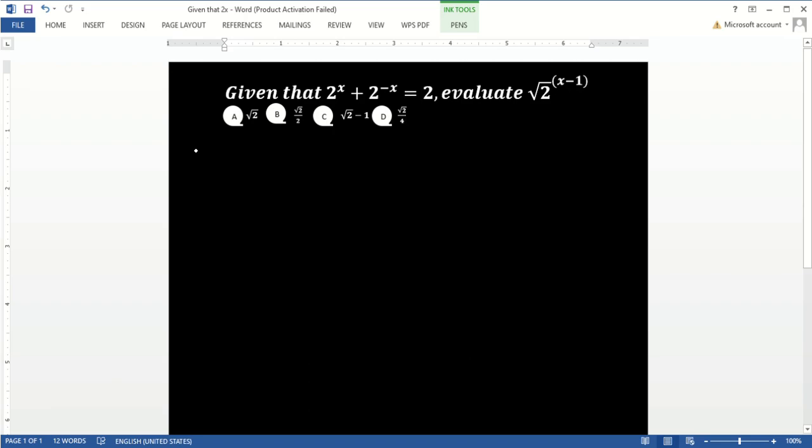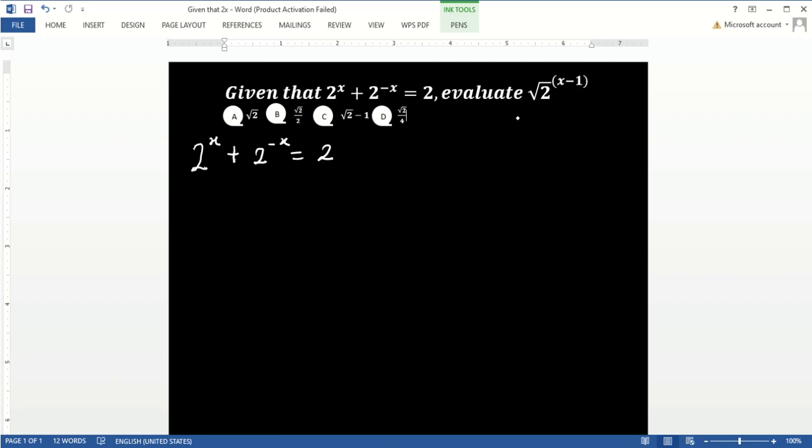Here we have 2 raised power x plus 2 raised power minus x is equals to 2. We have to evaluate root 2 raised power x minus 1. That can only be done if the value of x is obtained.